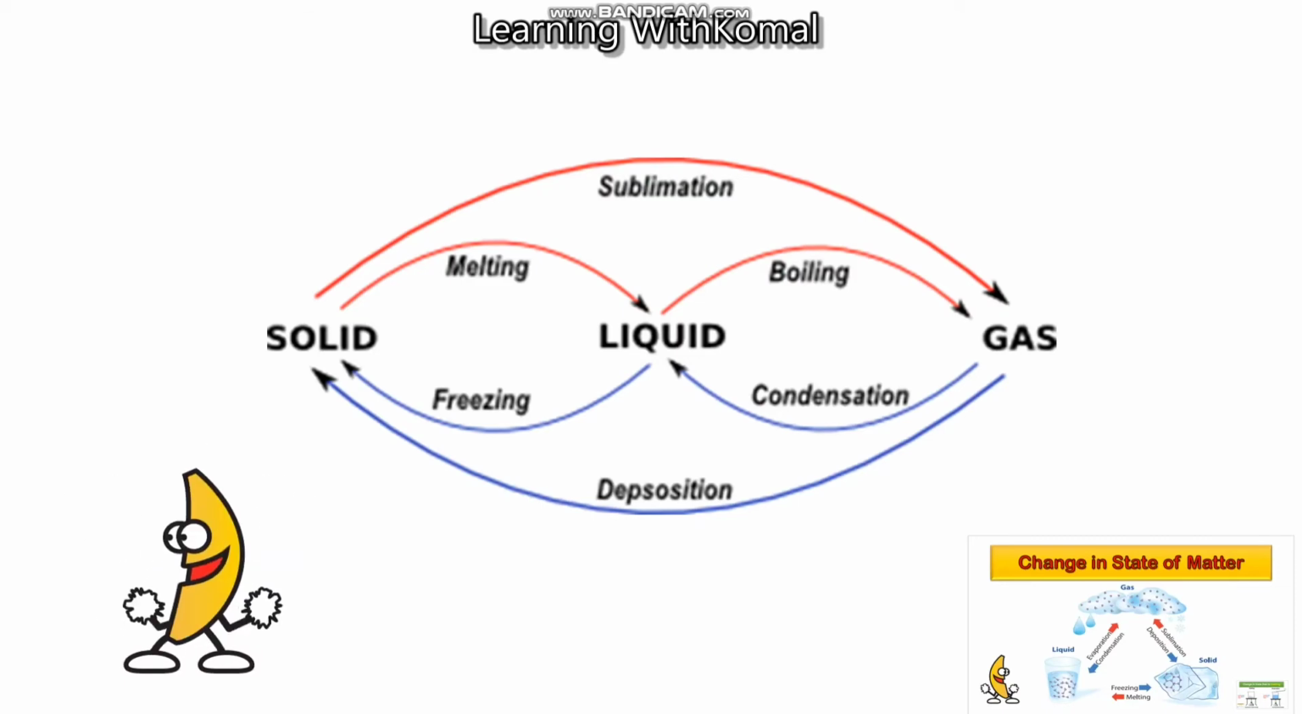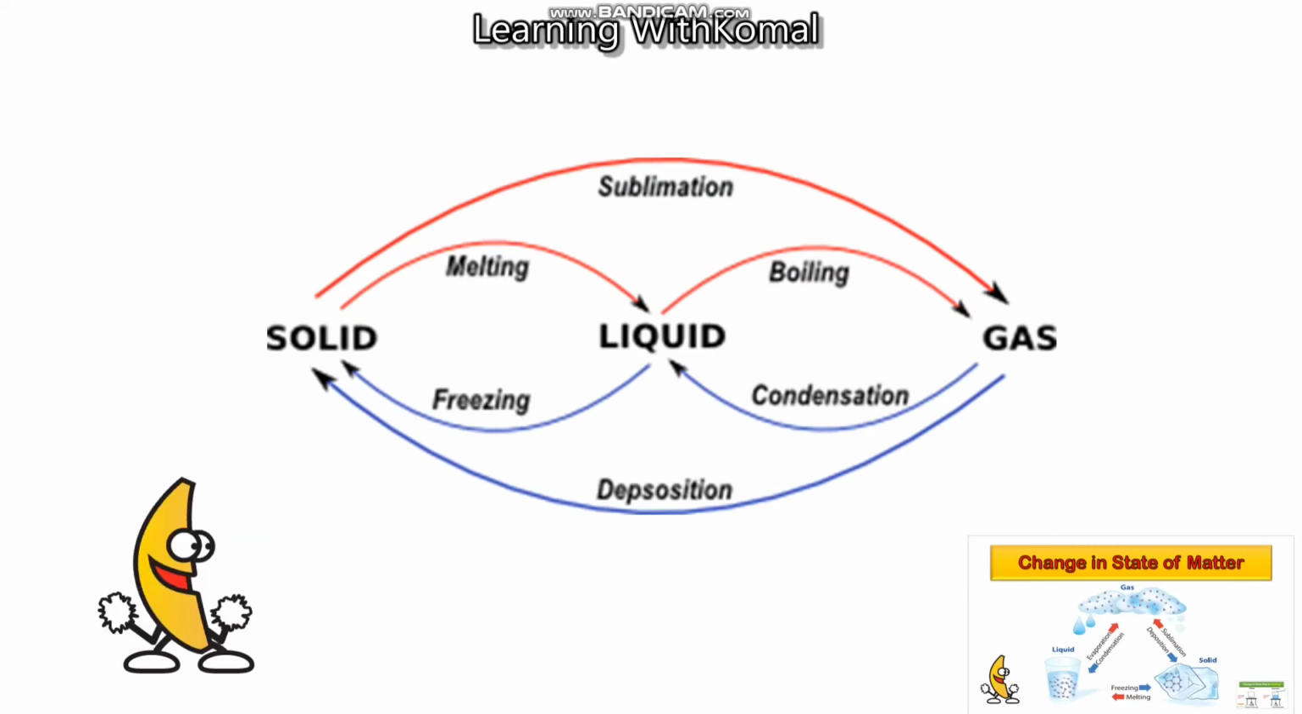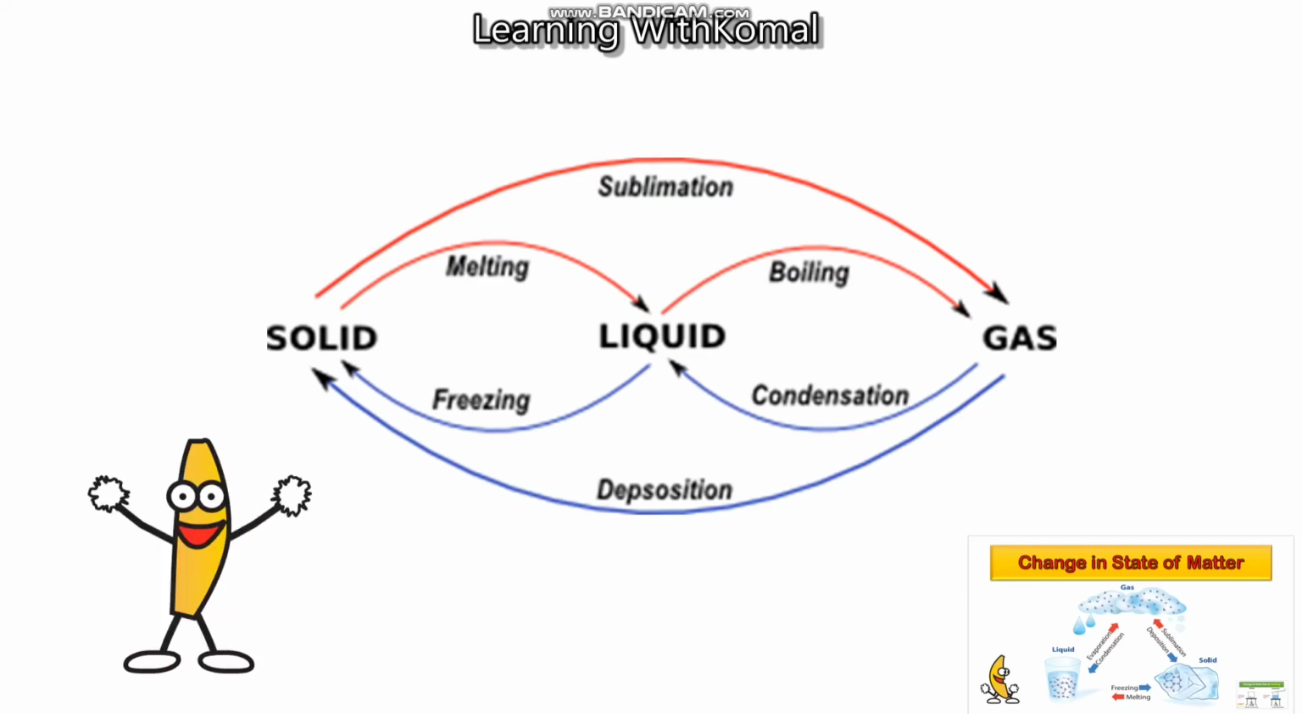So here is the figure in which you can see how solid changes into liquid by the process of melting, and then liquid changes into gas by the process of boiling. And we see this process is reversed when gas changes into liquid by the process of condensation, and liquid again changes back to solid by the process of freezing.